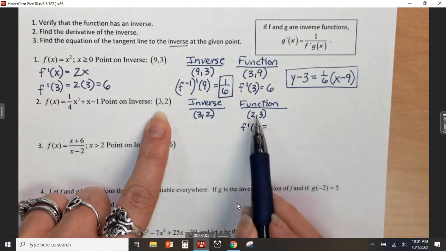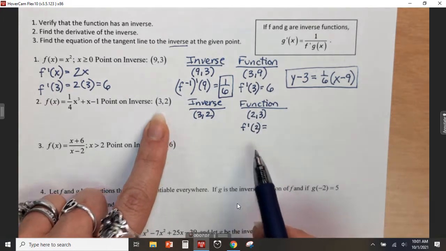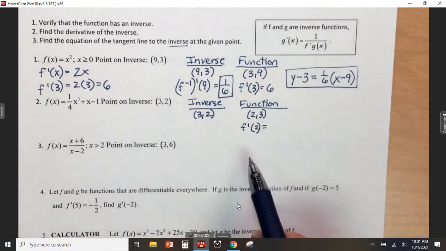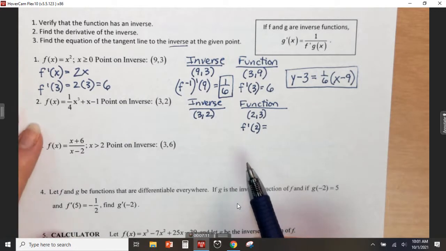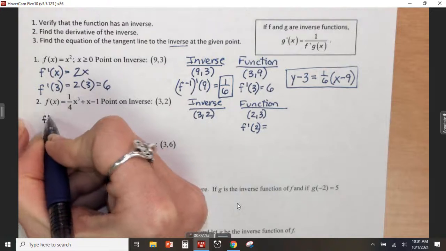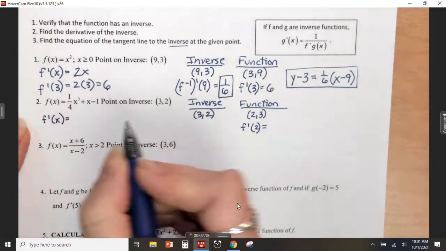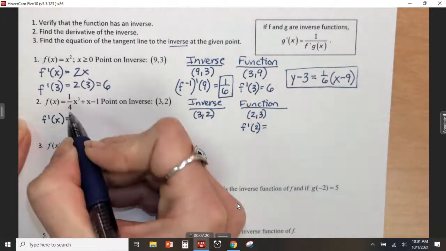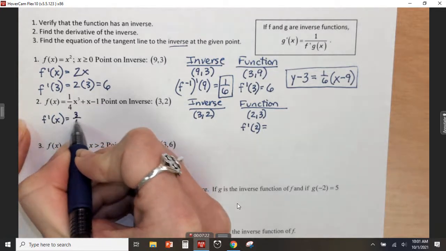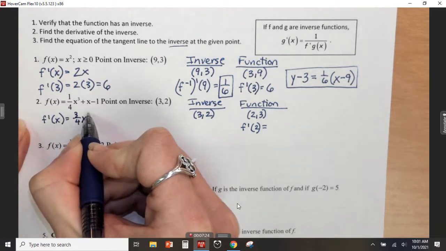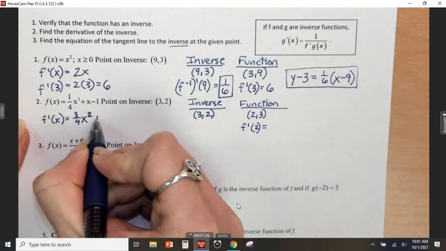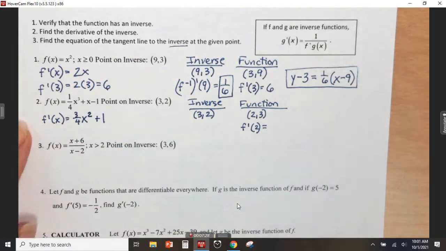So I'm taking the x coordinate of the function point and plugging it into the derivative of the original function. They gave me the original function, so I'm going to take its derivative. f prime of x equals. What's the derivative of this cubic function? 3/4 x squared plus 1. Very good.